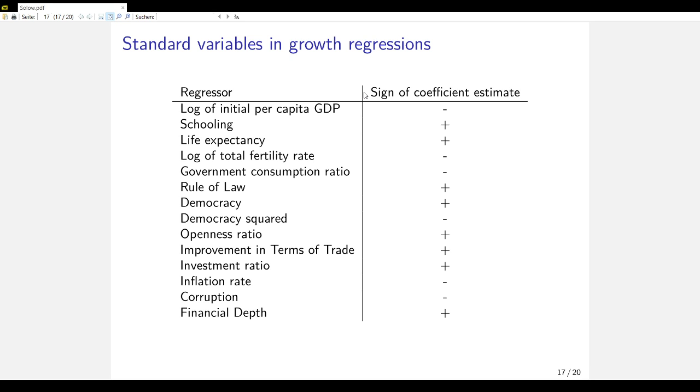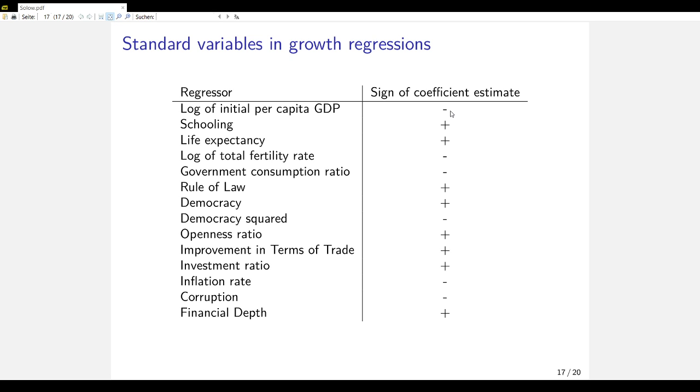So the results from there were basically that initial per capita GDP is negatively related to subsequent economic growth. So we observe indeed conditional convergence, and the rate of convergence that was estimated in many different papers was in the end around 2 to 2.5% per year. So the coefficient would be minus 0.02 to minus 0.025 actually.